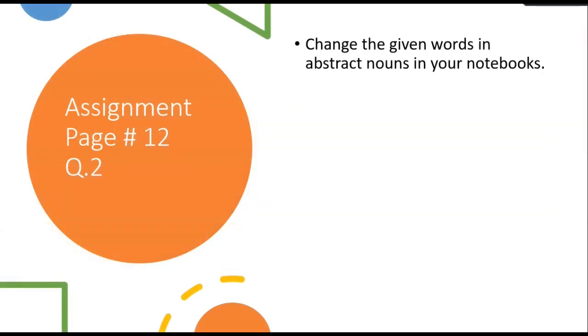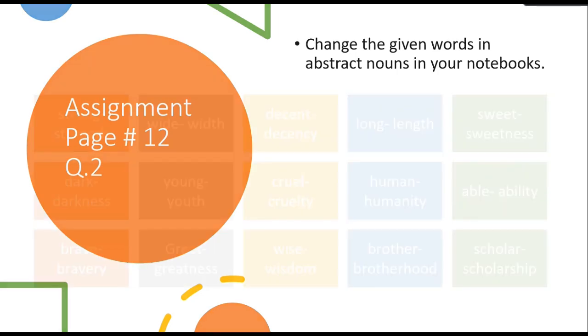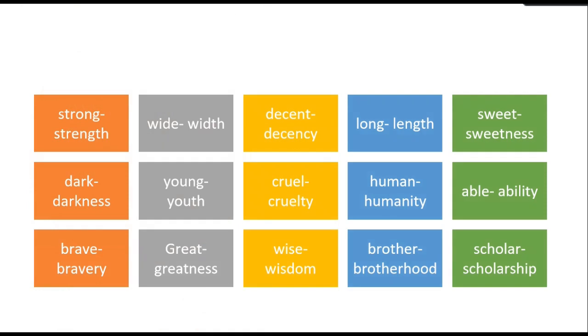Remember, in your last lecture, I told you to learn the vocabulary list. Now, your homework for today is the assignment on page number 12, question number 2, which is: change the given words into abstract nouns in your notebooks. After changing your words into abstract nouns, you can match your answers here with the answer key to check.